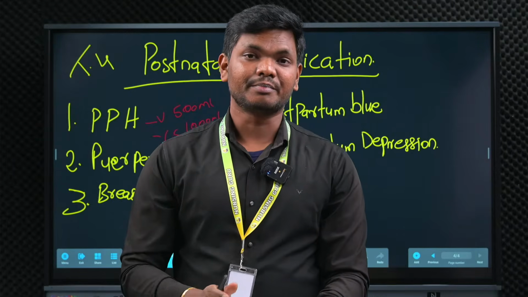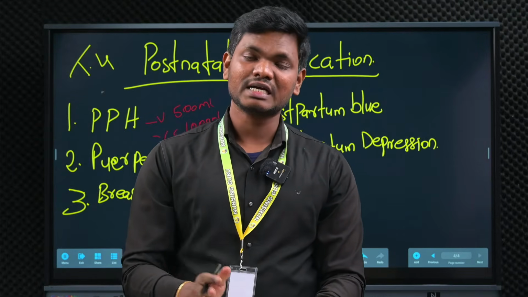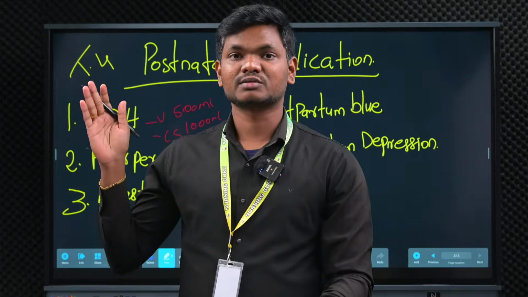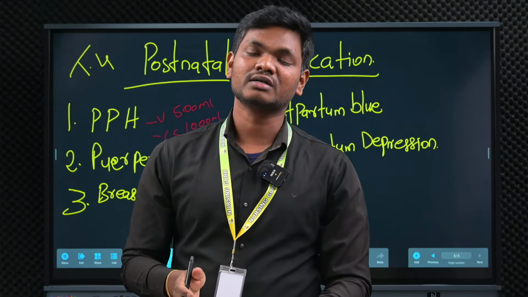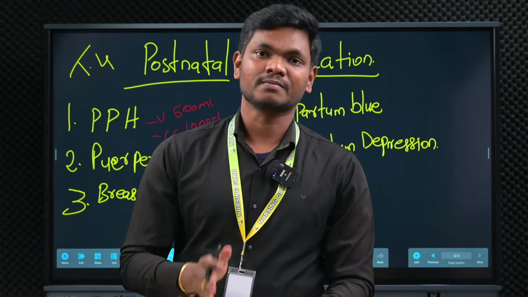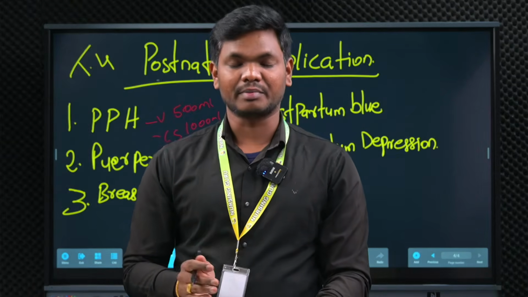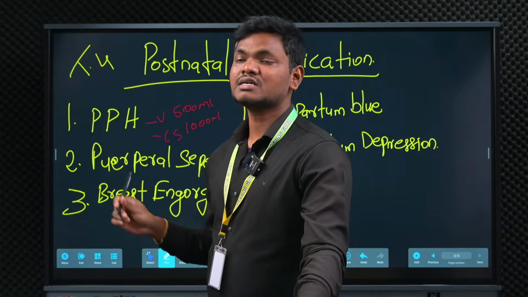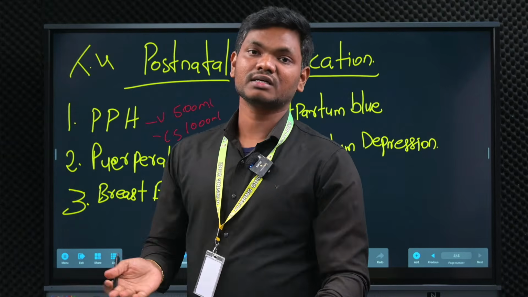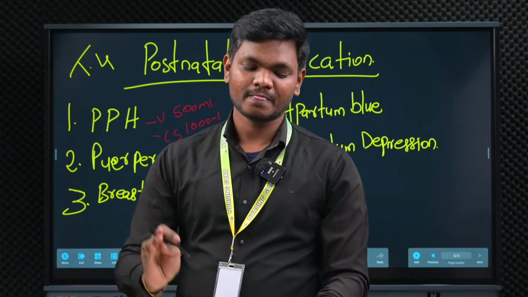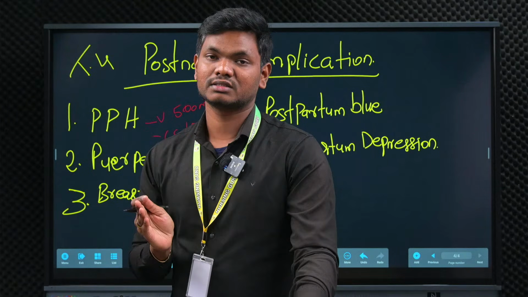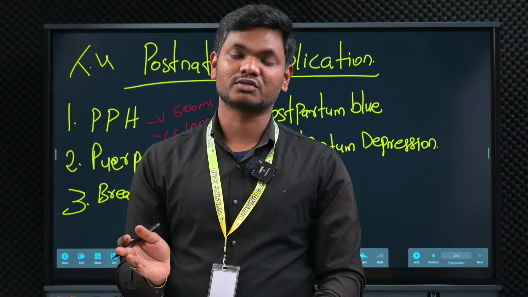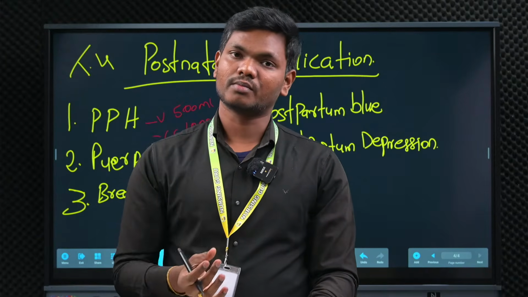Understood? PPH means it is an excessive bleeding after delivery. If it is a normal delivery and the bleeding is more than 500 ml, that is known as PPH. If it is a cesarean section and there is more than 1000 ml, that is known as PPH. There are four etiologies, the four Ts: tissue, tone, trauma and thrombin.